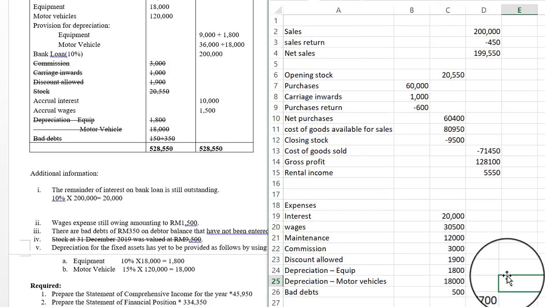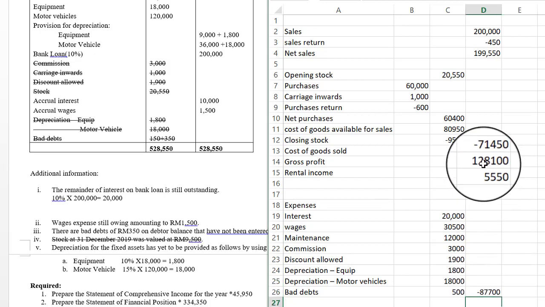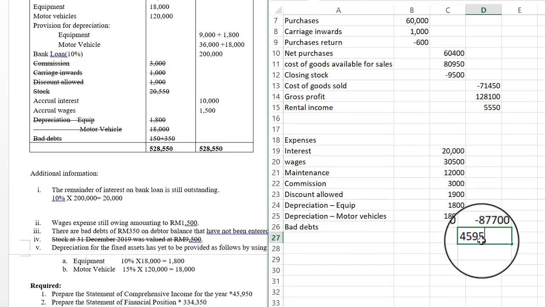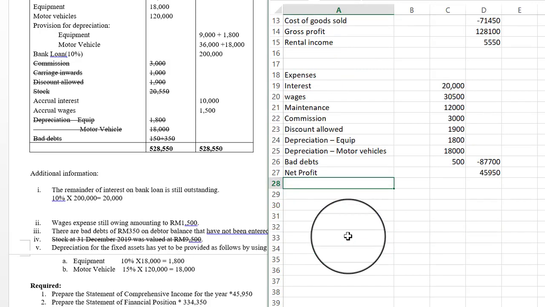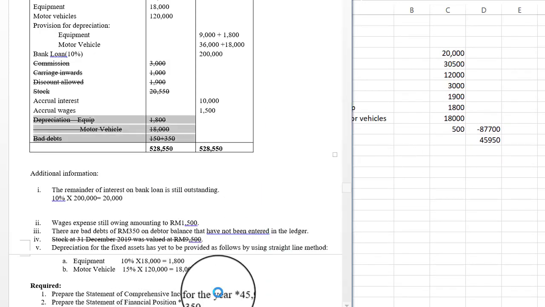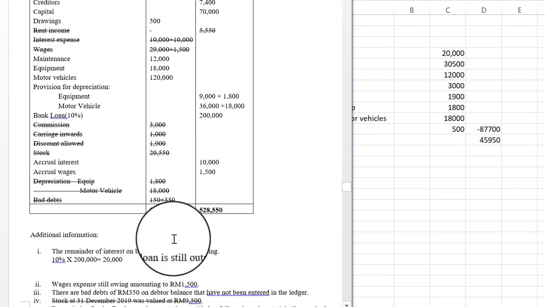Now this is your total expenses. So it means that now your total income will be 45950. So this is your net profit. Now next we will come to your financial positions. If you look at here, this is your answer given to you, 45950. Now we will come to statement of financial position.